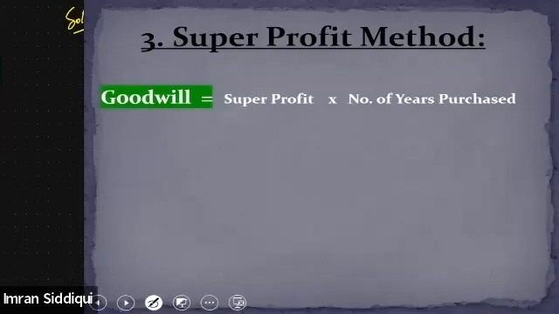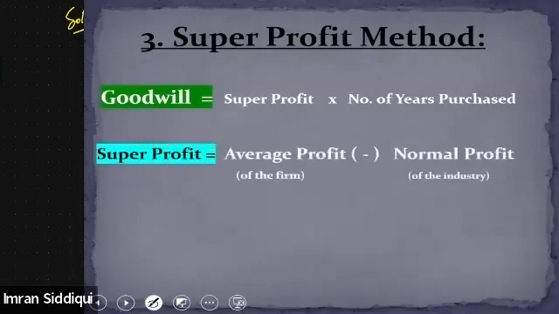Now the question arises, sir, how do we determine super profit? What is super profit? So this is how super profit is actually determined. In order to calculate super profit, what do we do? We simply subtract the normal profit of the industry from the average profit maintained by the firm. Average profit of the firm minus the normal profit of the industry, we will get the super profit. All right. In order to calculate super profit, we will apply this formula: average profit minus normal profit. Average profit of the firm, normal profit of the industry.